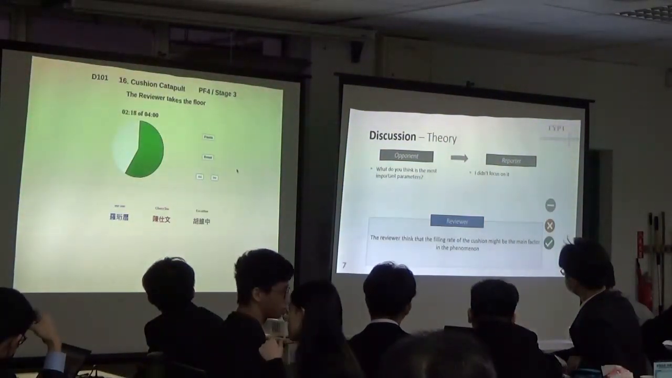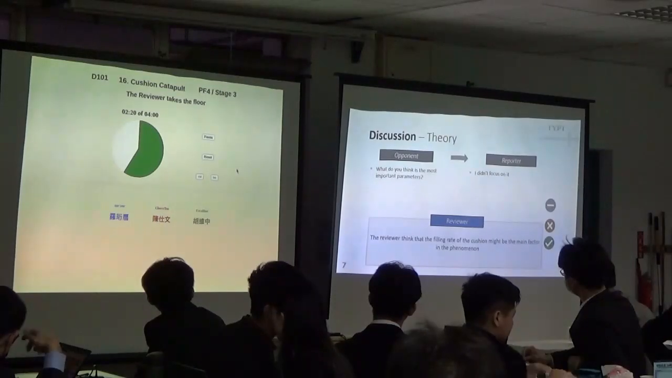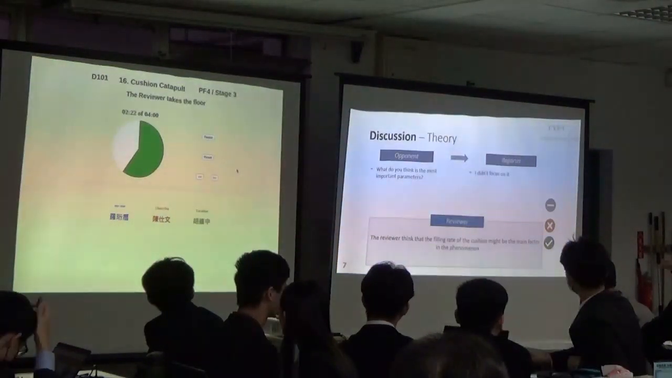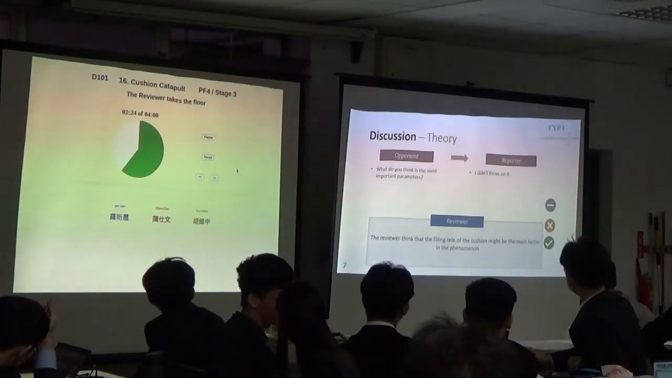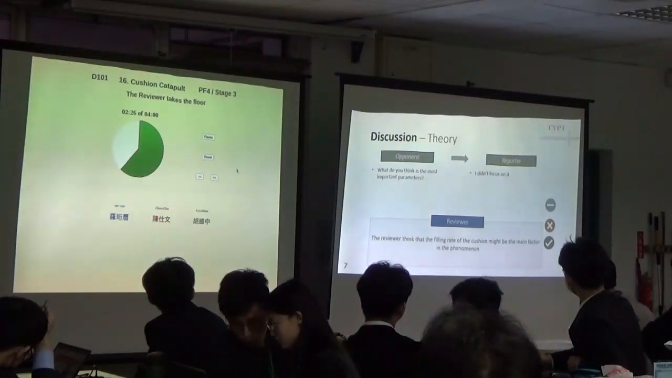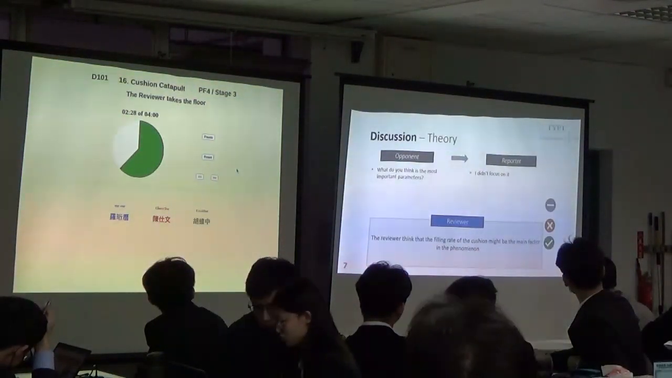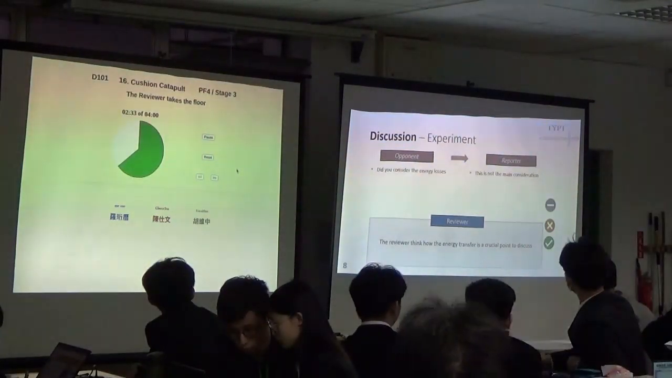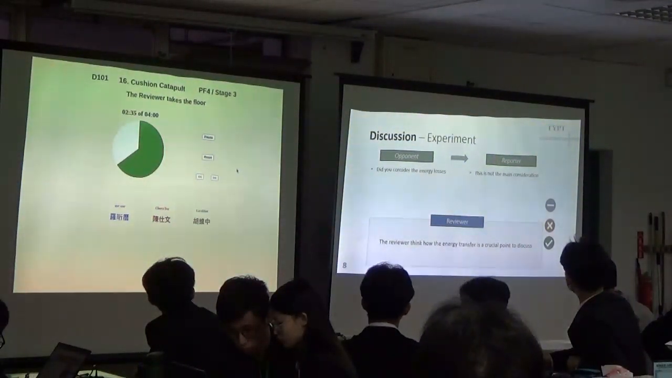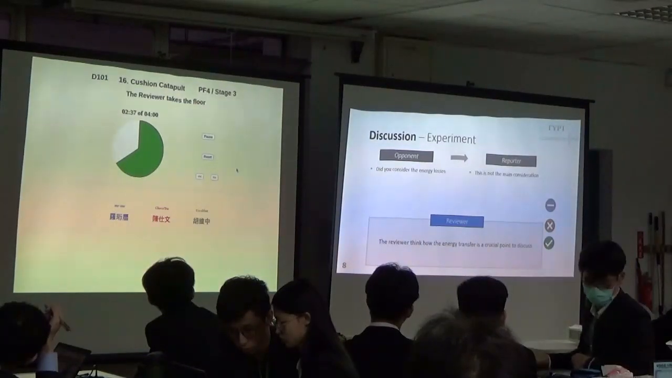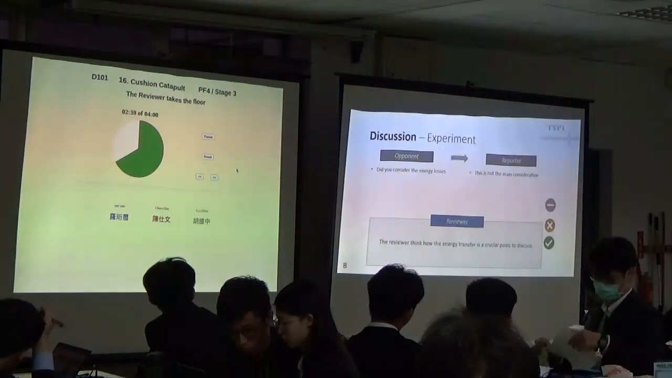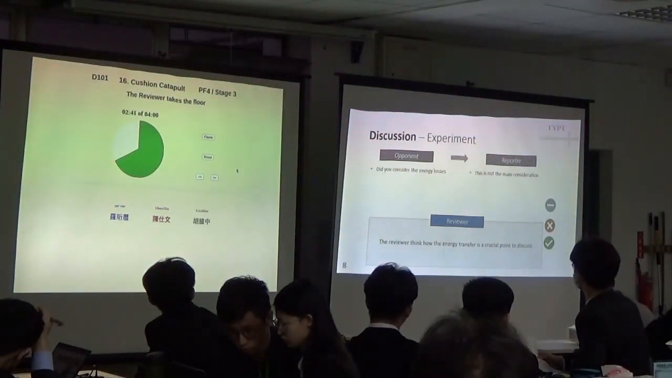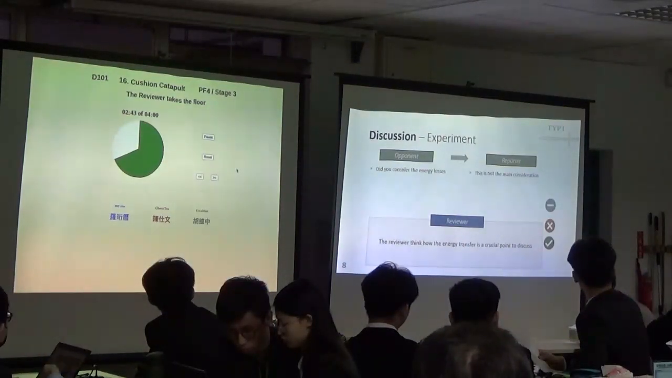So the opponent asked, what do you think is the most important parameter? And the reporter said that they didn't focus on it. And I think that the filling rate of the cushion, which is how much air is in it, might be the main factor in the phenomenon, but the reporter didn't consider it. And the opponent asked whether they considered energy losses. The reporter said that this is not the main consideration. And we think that how the energy transfers is a very crucial point to be discussed.